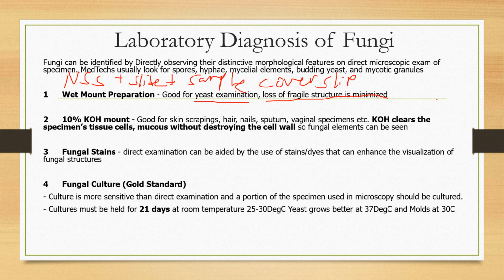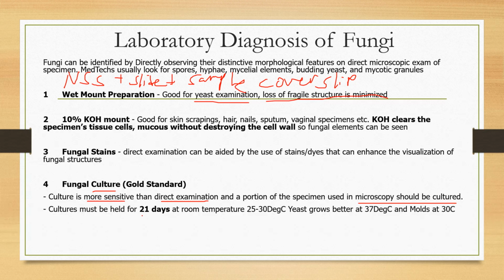And then the gold standard. Take note of this. Same also in your bacteriology. In bacteriology, the gold standard for bacterial identification is culture. So for fungi, it's fungal culture. It's the gold standard. Culture is more sensitive than direct examination, and a portion of the specimen used in microscopy should be cultured. So after performing microscopy class, whether you were able to find a fungal element or not, you should still culture it.